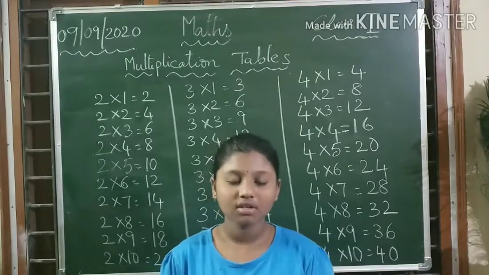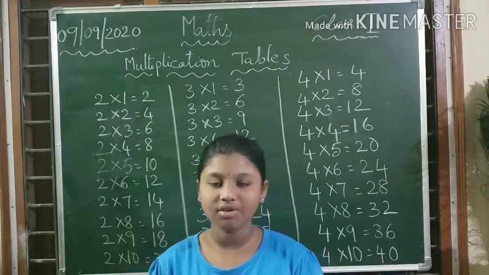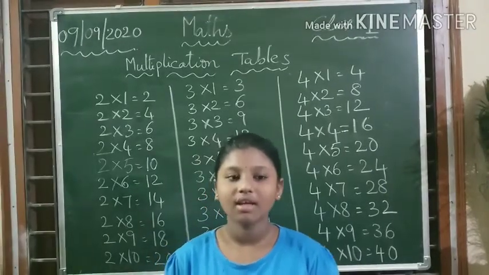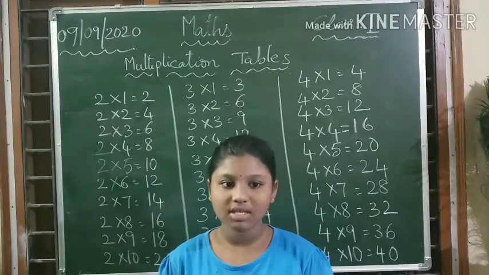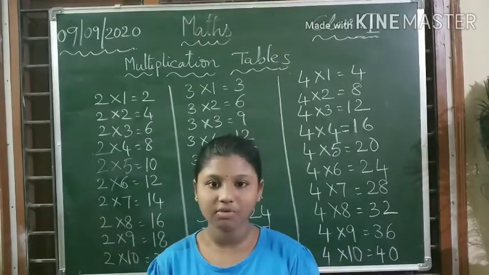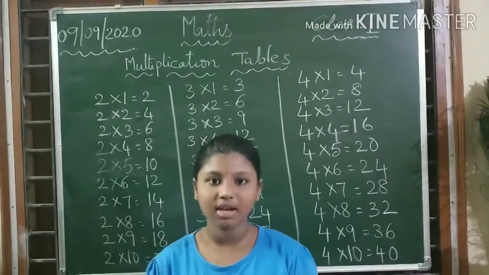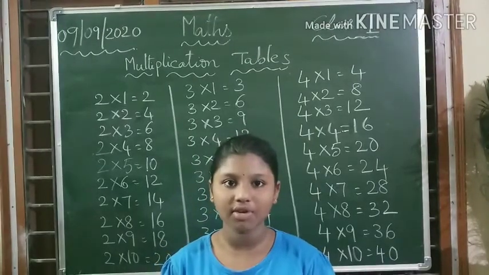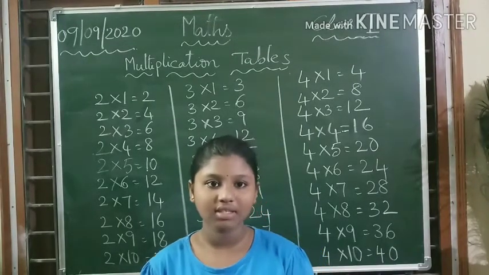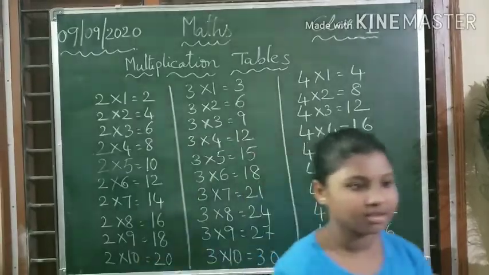2 sixes are 12, 2 sevens are 14, 2 eights are 16, 2 nines are 18, 2 tens are 20. 3 ones are 3, 3 twos are 6, 3 threes are 9, 3 fours are 12, 3 fives are 15, 3 sixes are 18, 3 sevens are 21, 3 eights are 24, 3 nines are 27, 3 tens are 30. Very good, Sai. Next, who will say? Ammu?